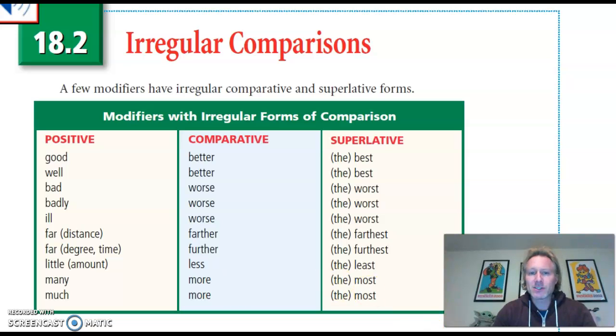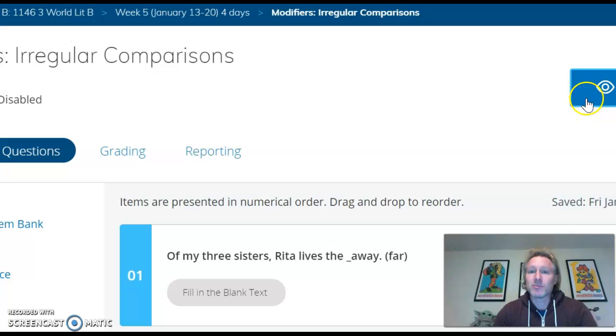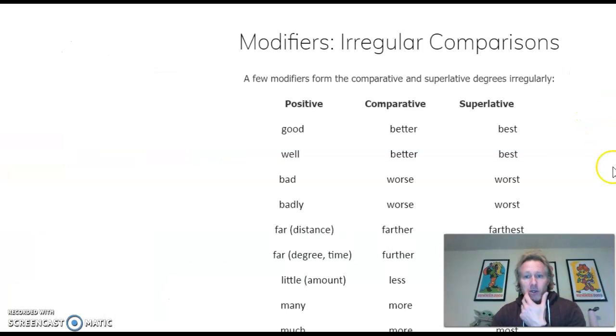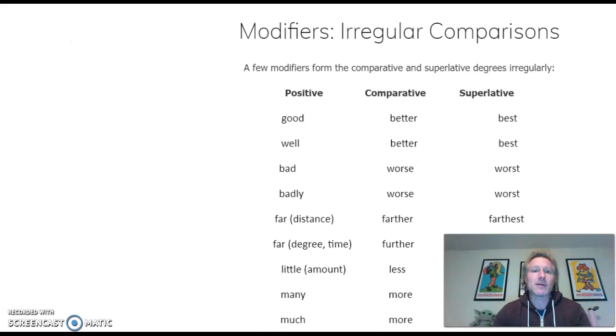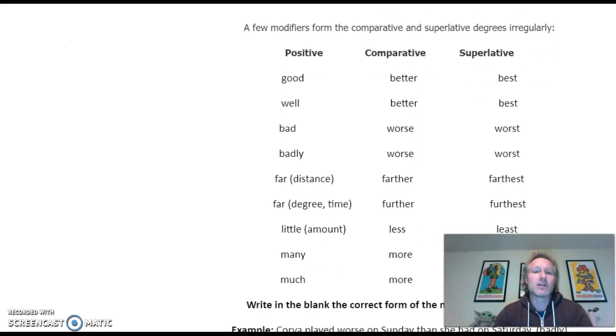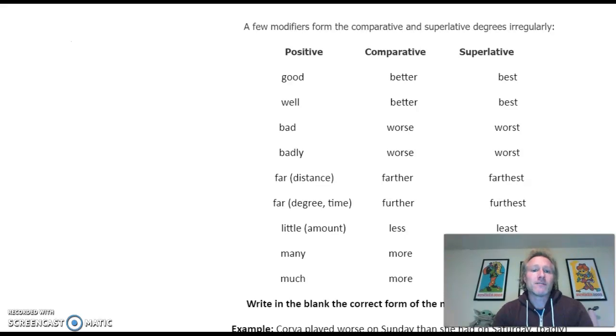So what you're going to find this week is a similar exercise. Let me just hit the preview button here to show you what you're up to. You'll notice, first of all, that I have put those same words right here on top of the instructions for you. So if you need a reminder of what they look like, there they are. Far is in distance, farther versus farthest. Far as time goes, further and furthest.